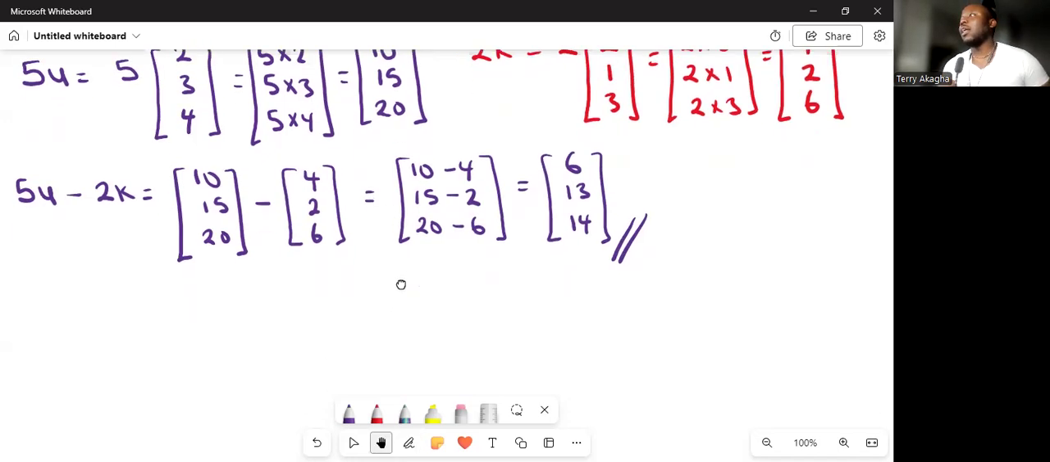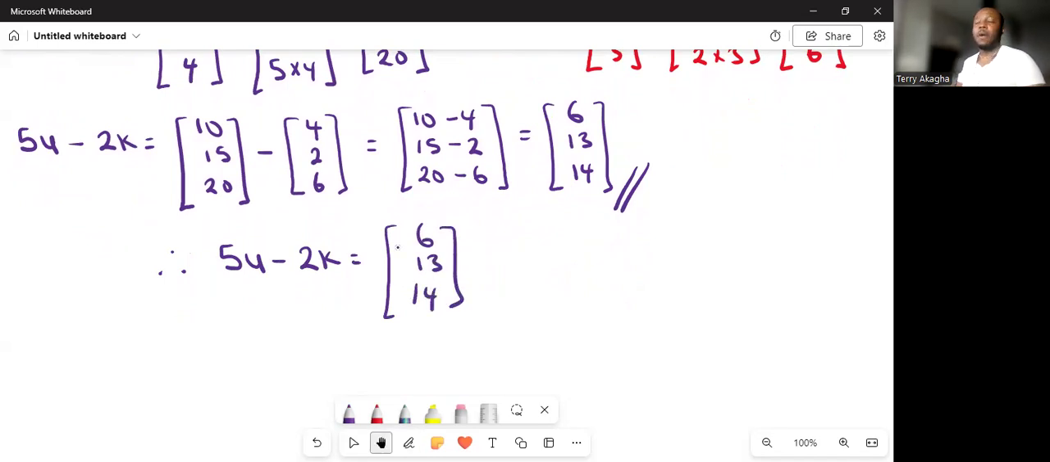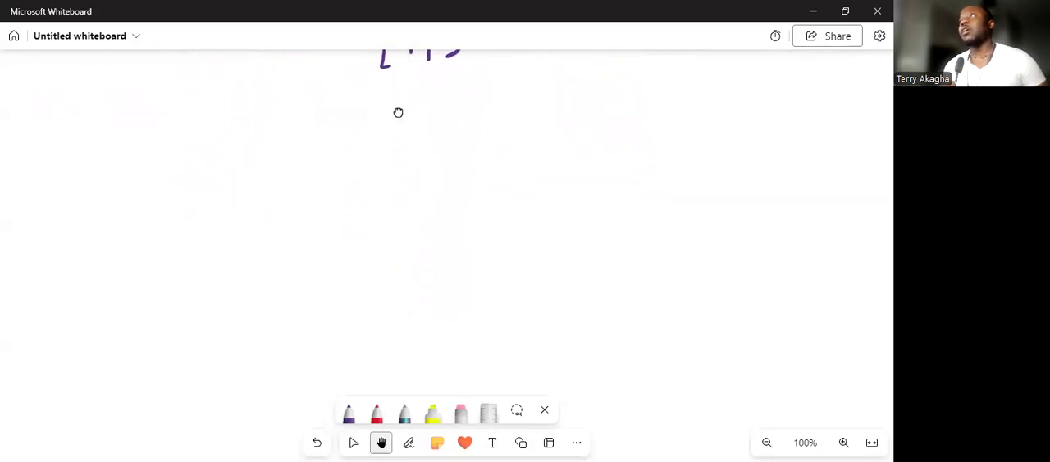So you can then say, therefore, 5u minus 2k is going to give us 6, 13, and what? 14. And that will be the answer for that. All right. So let me pick one more example, maybe a 2-component vector.